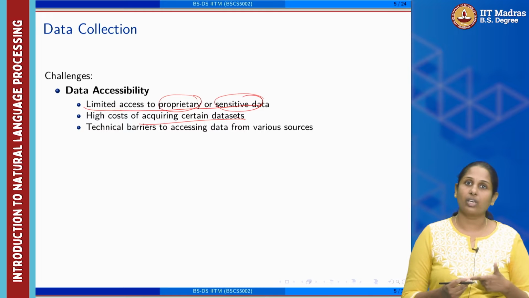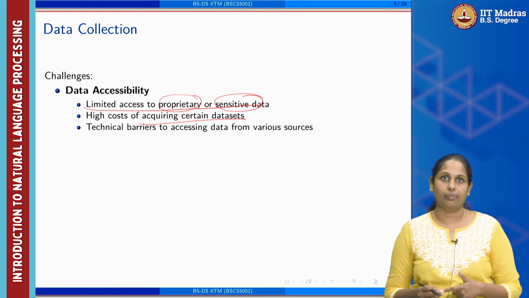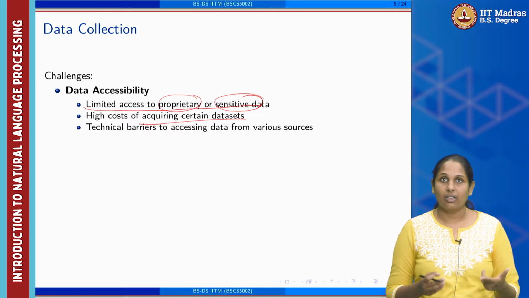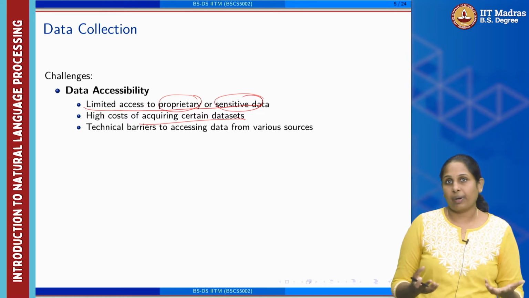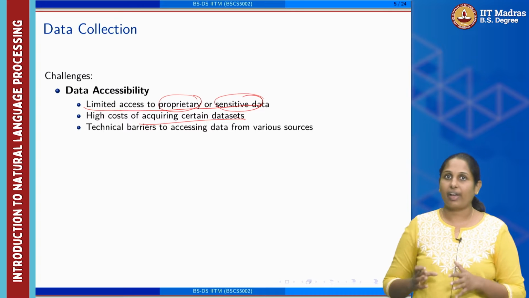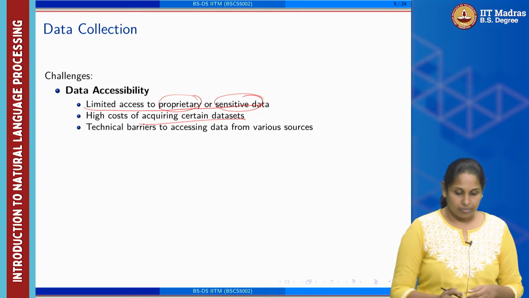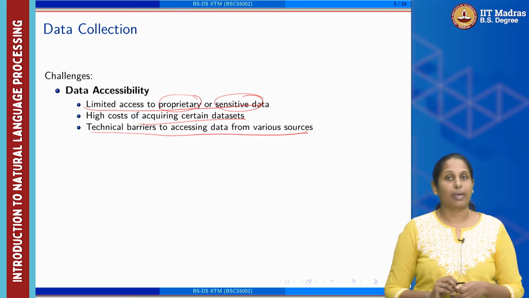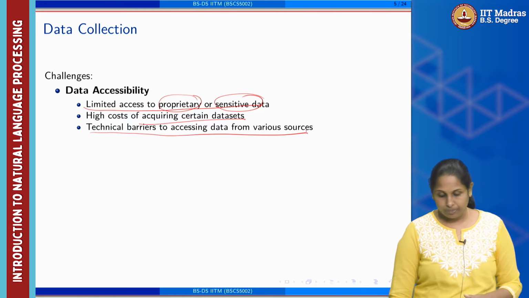Similarly, if we are working with any health related data, none of the health data are openly available because there are a lot of privacy issues in that. So how to get such data is another factor that we have to keep in mind. And technical barriers to accessing data from various sources may also arise.